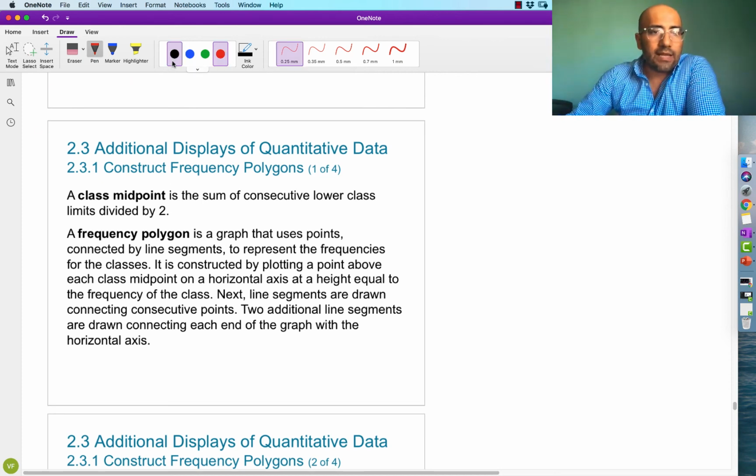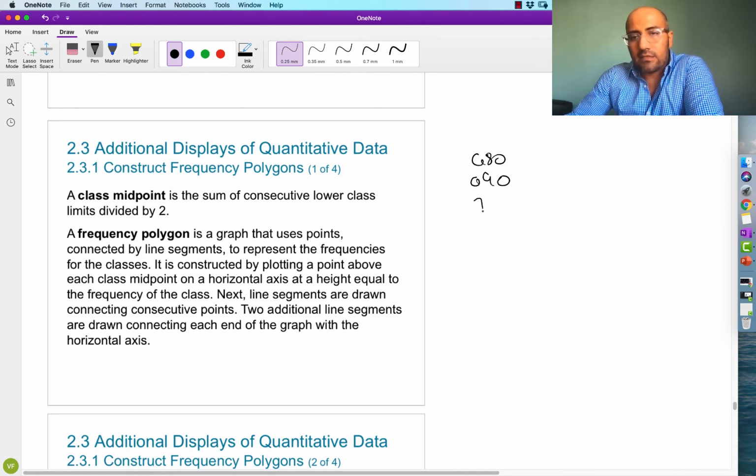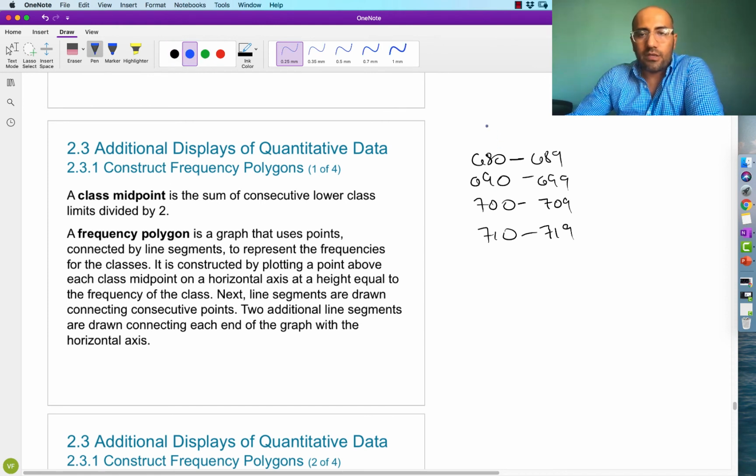So remember that, for example, if we had 680, 690, 700, 710, and then this one went up to 689, and this one went up to 699, and this one went to 709, and this one went to 719. Let's say we had these classes, 1, 2, 3, 4 different classes. Then all of these numbers, the 680, 690, 700, 710, these would be the lower class limits. And then the 689, 699, 709, and the 719 would be the upper class limits.